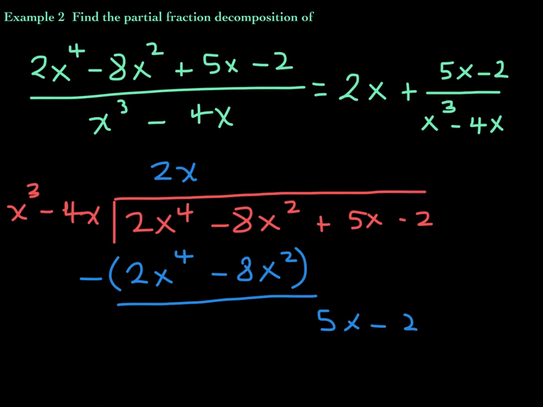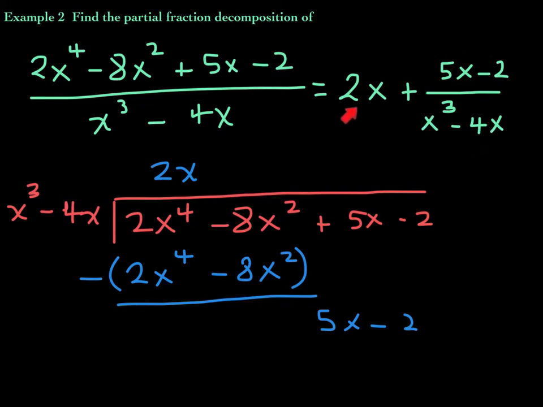So this is what we have. This is the original expression they gave us. We just divided and we got 2x, there's the quotient, plus the remainder, (5x - 2), over the divisor, x cubed minus 4x. Now, what you and I need to do at this point is the partial fraction, or find the partial fraction decomposition, for this fraction here.